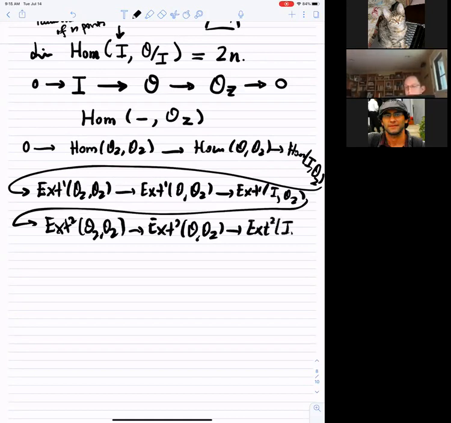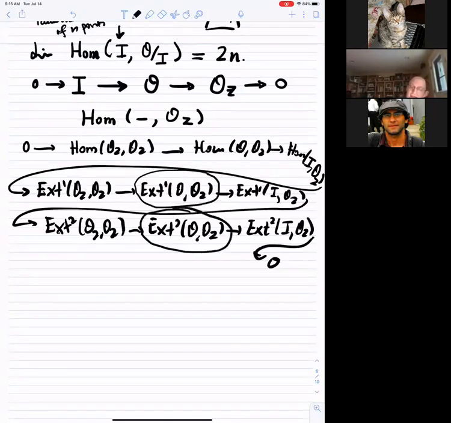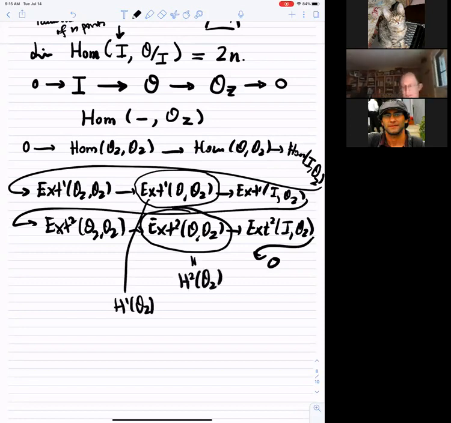Ext² (I_Z, O_Z), and then, of course, because we are on a surface, Ext³ goes to 0. There is no higher Ext, right? Now, you see, we understand these really well. So Ext¹(I_Z, O_Z) and Ext²(I_Z, O_Z) are just H¹ of O_Z and H² of O_Z. But this is a zero-dimensional scheme, so it doesn't have any higher cohomology, so these are zero, right? This is because of the Grothendieck vanishing theorem: the cohomology of a scheme vanishes past its dimension. So in particular, you get that this is zero, this is an isomorphism, right?